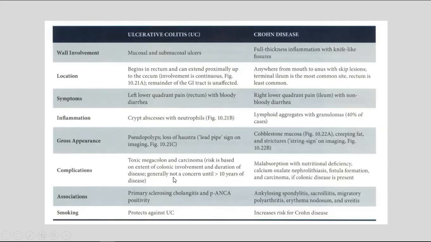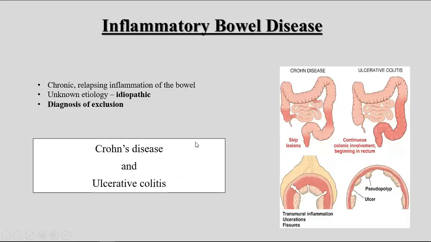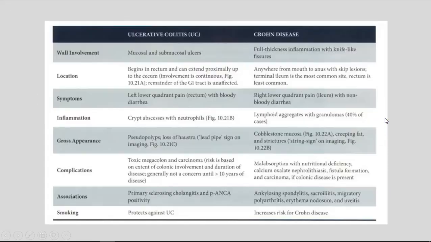The gross appearance, if you do an endoscopy, you're going to see pseudopolyps. You're going to see these lesions that look like polyps, but they're pseudopolyps, and you're going to have loss of haustra. Haustra are these normal foldings of the colon that you can see. But when you have ulcerative colitis, you have loss of these haustra, and the most typical sign is the lead pipe sign that you see on imaging. I have a picture of it on the next page. So this lead pipe sign is very characteristic.